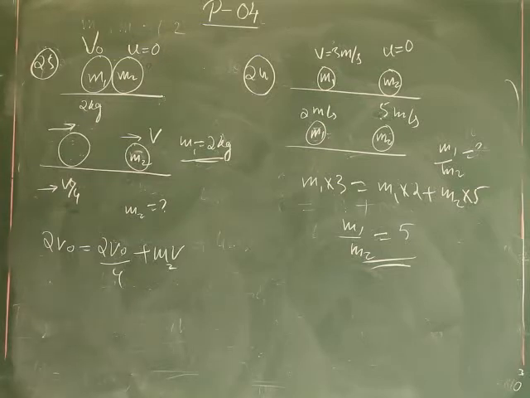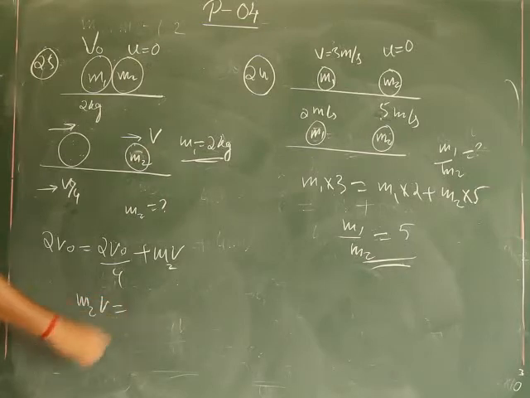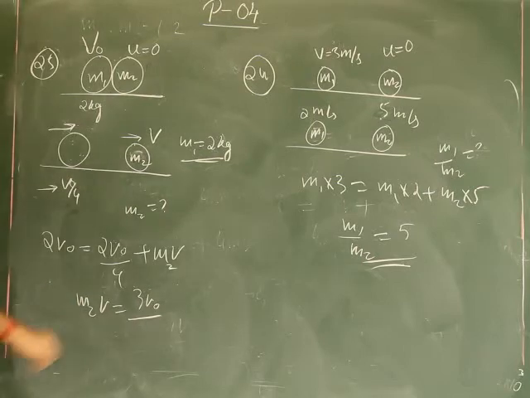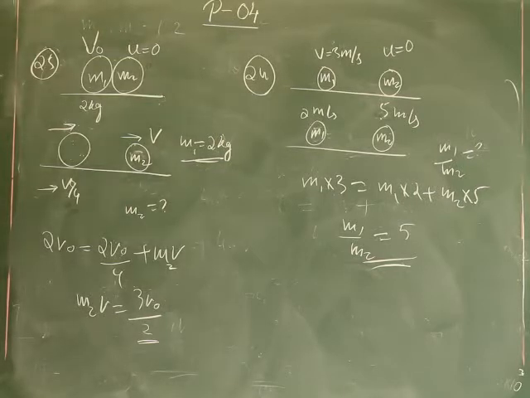Next, after that, m2 into v is equal to 3v0 divided by 2, you will get soon after the substitution, correct? Next, after the collision, what can we understand from this? We can understand m into v, that means mass into velocity of that particular body. So this much we get, but v you can find out now.